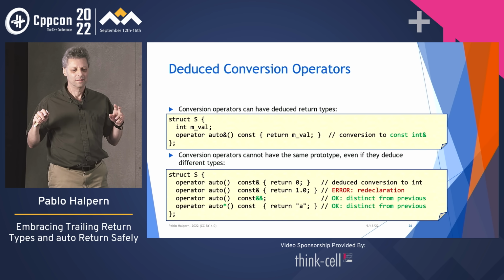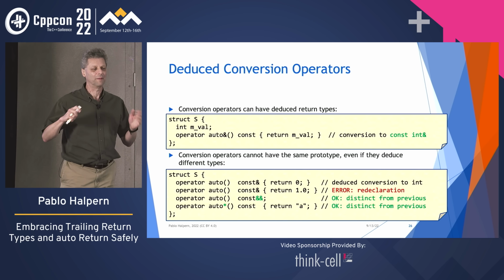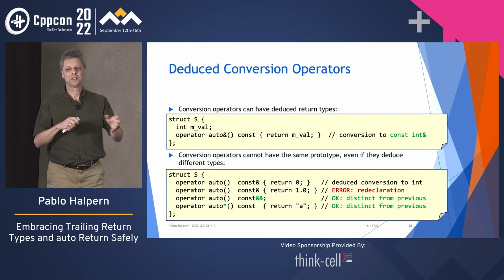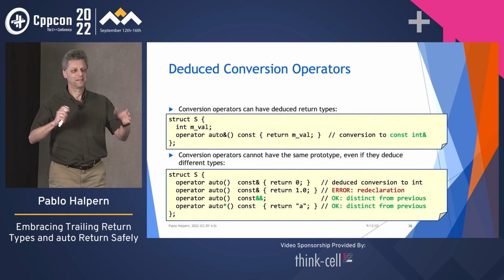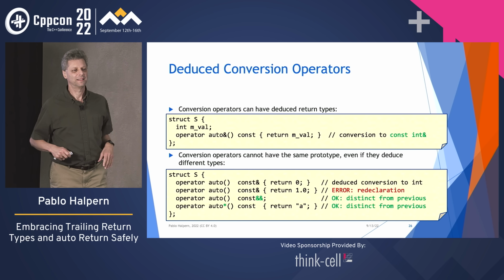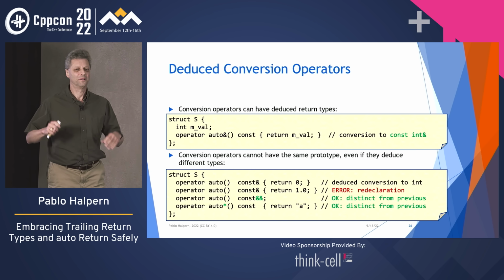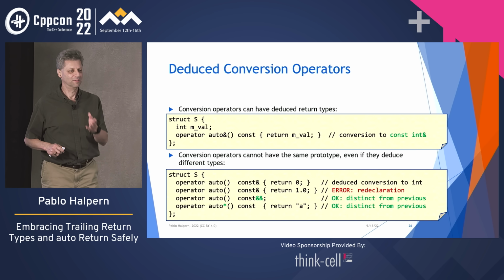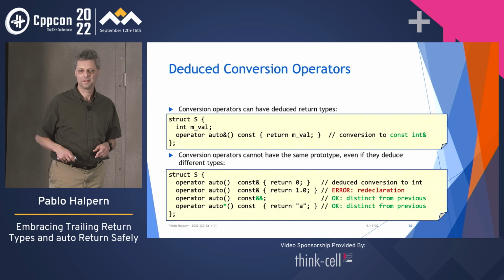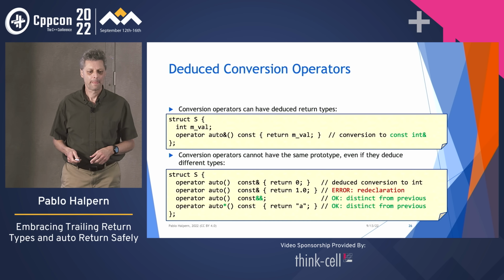and the other one should be called operator double. But because we called them auto, the compiler says they have the same name and exactly the same prototype. Therefore, I can't tell them apart, and the second one is a redeclaration of the first. And you're not allowed to do that.